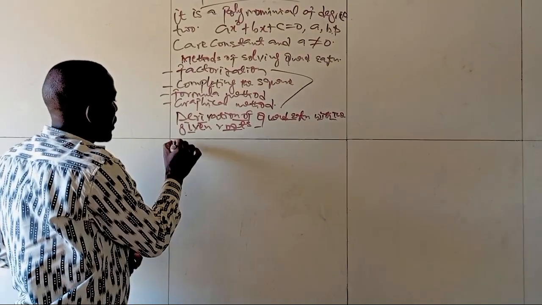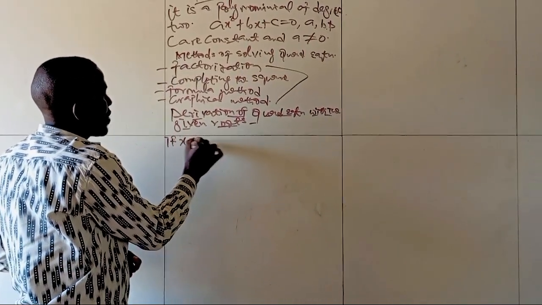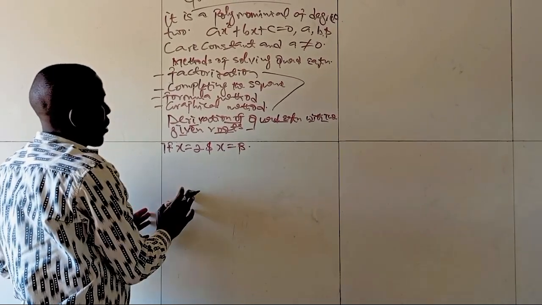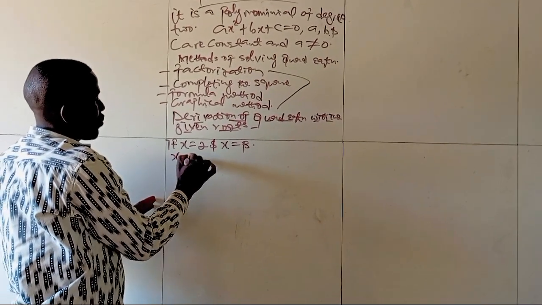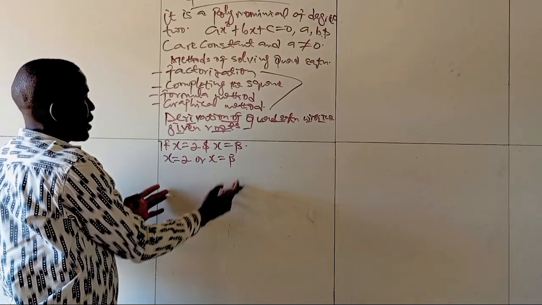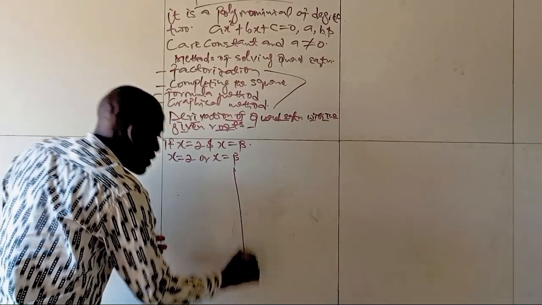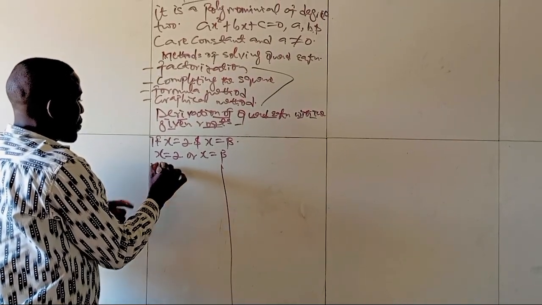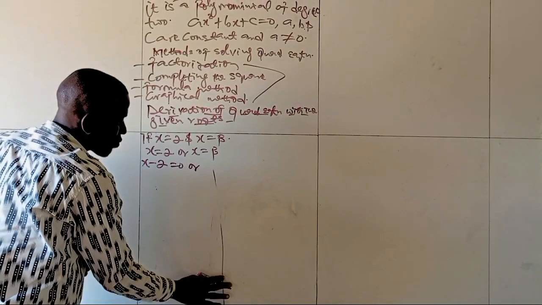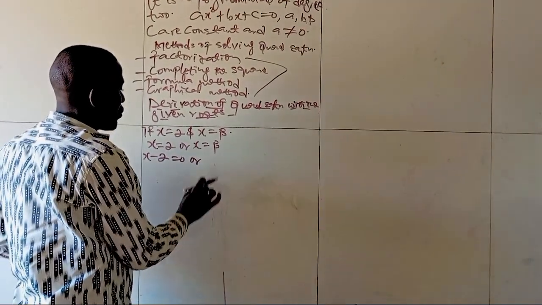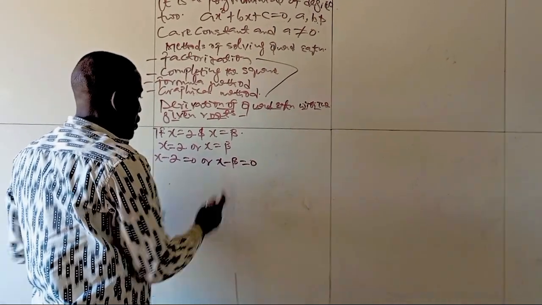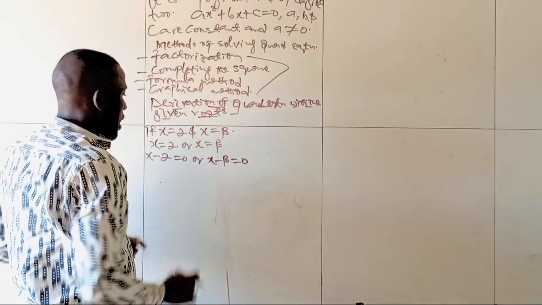Now, take for example, we said x is equal to alpha and this same x is equal to beta. So if x is equal to alpha or this same x is equal to beta, what can you generate to make this an equation? To make this an equation, I can say x minus alpha is equal to 0, or I can decide to say x minus beta is also equal to 0. These two can come together to form an equation.